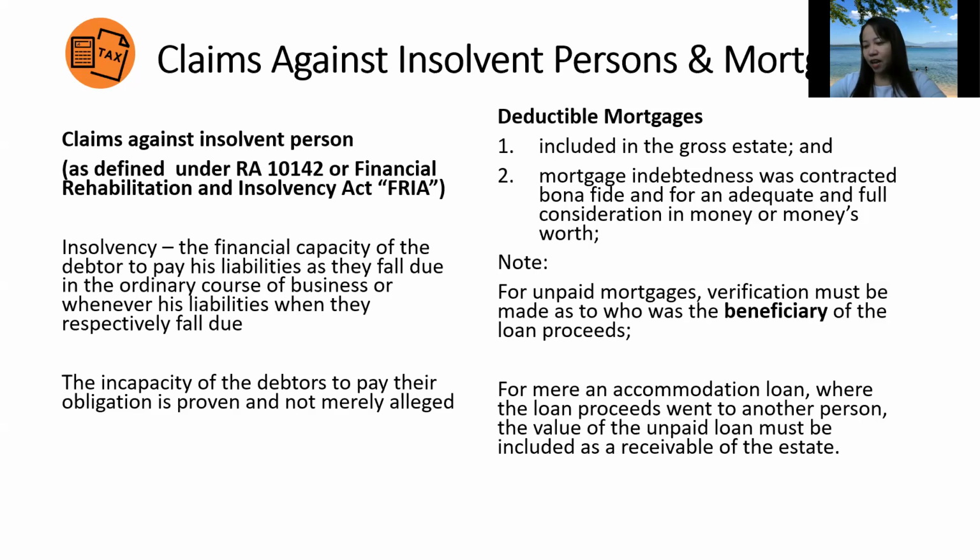Actually, if it's the land that was mortgaged, the land is part of the gross estate, but the mortgage would not be a deductible expense, and you will record an accounts receivable, meaning you will record the receivable, the asset, the receivable of the estate from that person who actually benefited from the loan.